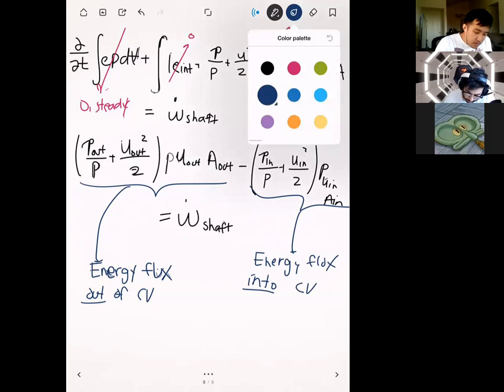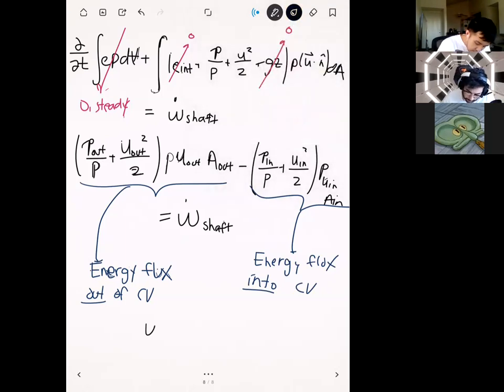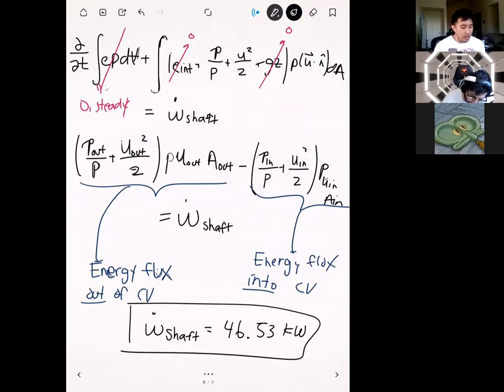And so if we plug in all the numbers, what we get is W dot shaft is equal to 46.53 kilowatts. Because from the problem we had P out and P in, and now that we have U out and U in, and of course we have the density, the velocities, and the areas, we can just plug everything into this expression to figure out how much power we're putting in. So in order to operate this pump under these conditions, our motor or whatever has to input a power of 46.53 kilowatts.